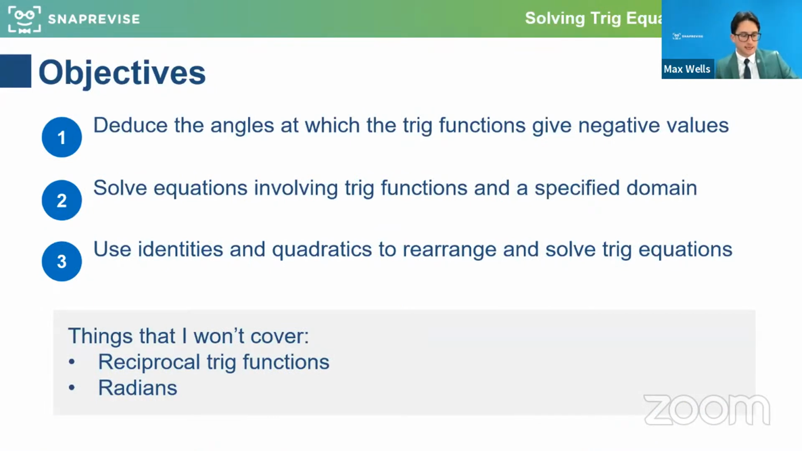So what we're going to look at today is deduce the angles at which trig functions give negative values, solve equations for trig functions given a specified domain, and look at using identities and quadratics to solve the harder trig equations. I know personally for me at A-level, this was very much a new topic, and there were so many little subtleties that you have to make sure you completely get or you can iron out. Otherwise, it just feels like the topic's quite confusing. So we're going to work through this very carefully.